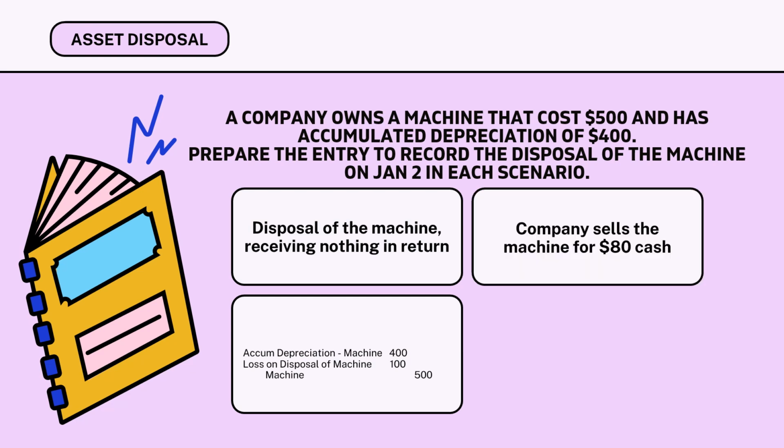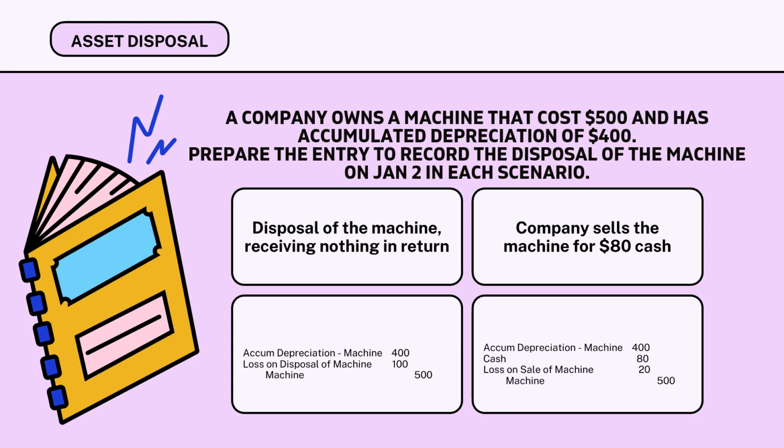In the second scenario, the company sells the machine for $80 in cash. We will debit accumulated depreciation on the machine for $400, debit cash for $80, debit a loss on the sale of machine for $20, and credit the machine for $500.